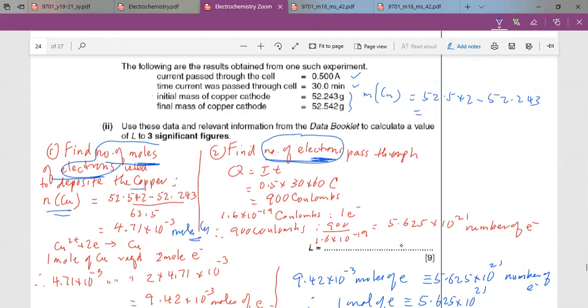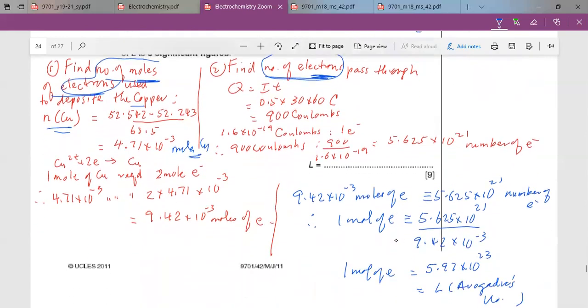Now I want to find the number of moles of electrons. I know from theory this is the equation. So 1 mole of copper is deposited by how much? 2 moles of electrons. So 1 mole of copper is deposited by 2 moles of electrons. So for this number of moles of copper, how many moles of electrons? So this times this. This is the number of moles of electrons to deposit this number of moles of copper.